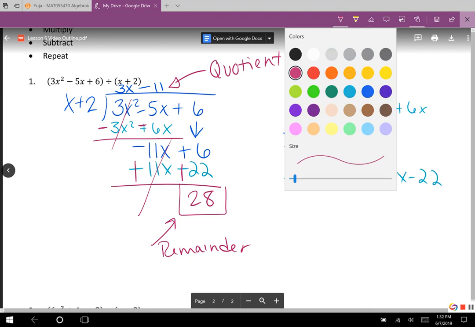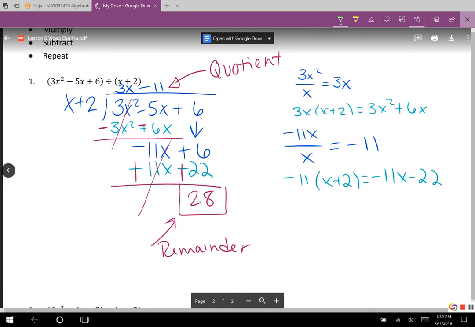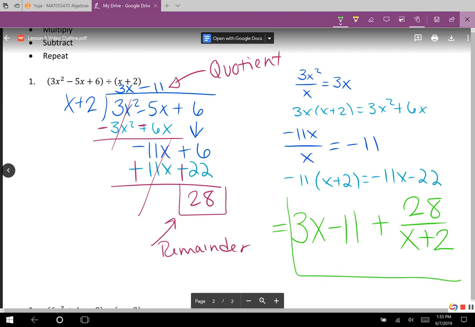But another way of writing your answer is you can say that your answer is the quotient, 3x minus 11, and then you take the remainder and you put that over the divisor, the thing you divided by. And so this is equivalent to the division problem we started with. It's kind of like we took a fraction and wrote it as a mixed number. So you always put the remainder over the divisor. And that's our final answer.